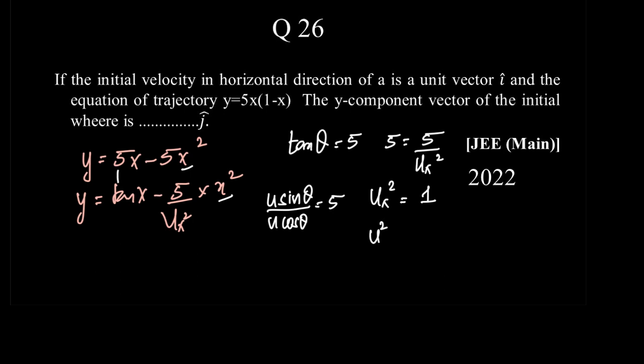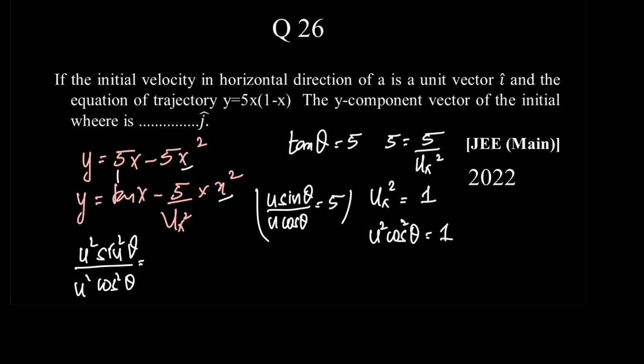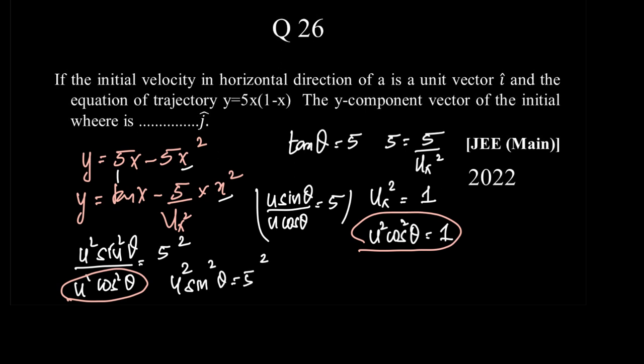Now what is ux square? It is u square cos square theta is equal to 1. If I square the tan theta equation on both sides, what do I get? u square sin square theta by u square cos square theta is equal to 5 square, and u square cos square theta is equal to 1. So u square sin square theta is equal to 5 square, and therefore taking the square root on both sides, u sin theta is equal to 5 and u cos theta is equal to 1.